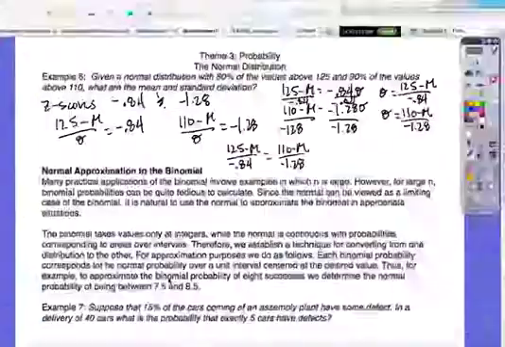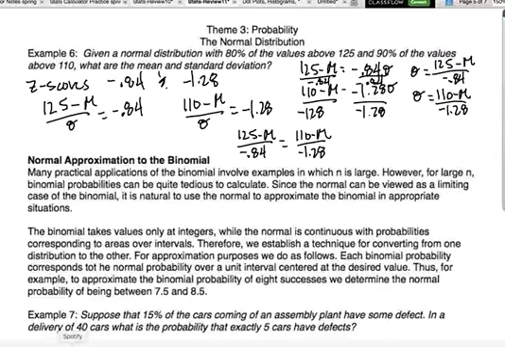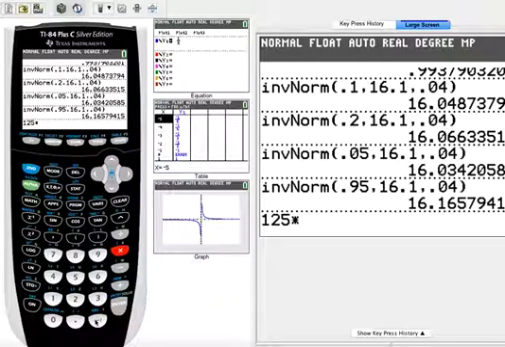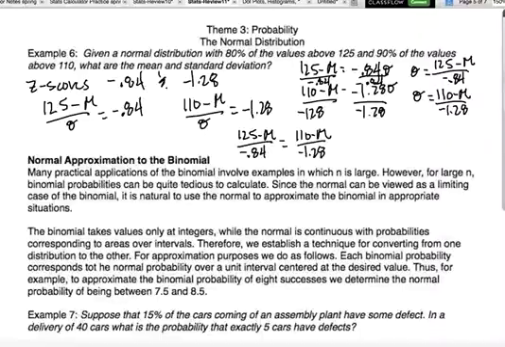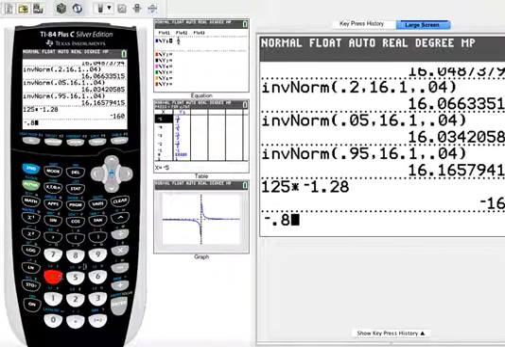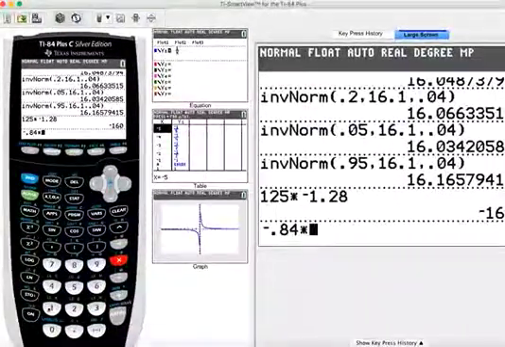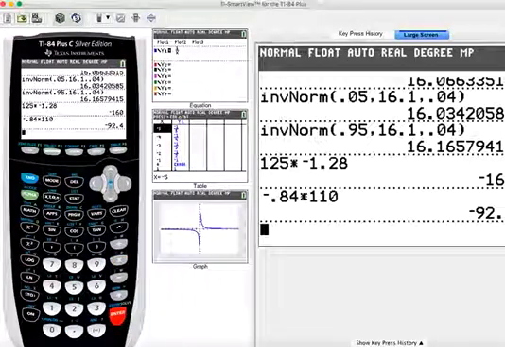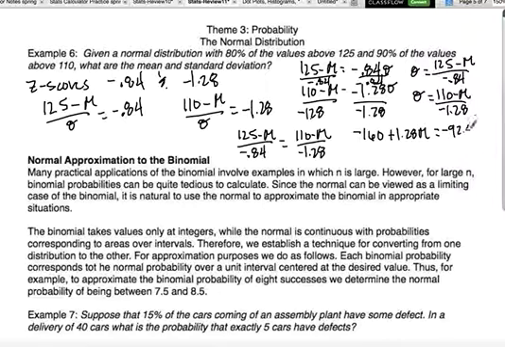Oh no, I lost it. Times negative 1.28 is negative 160 plus 1.28 times the mean, and then you could do negative 0.84 times 110, and that gives you negative 92.4, and then plus 0.84 m.